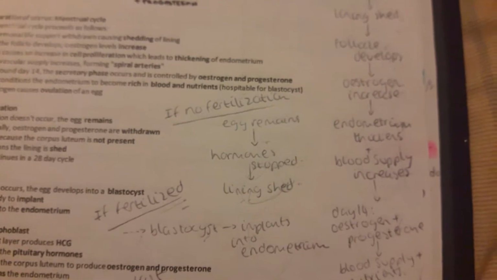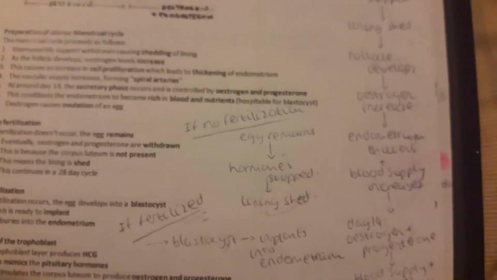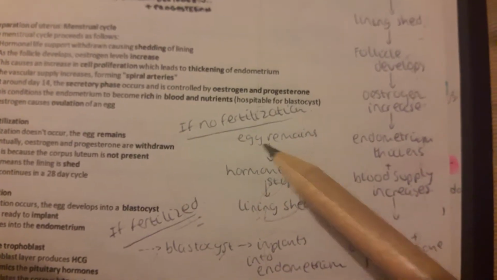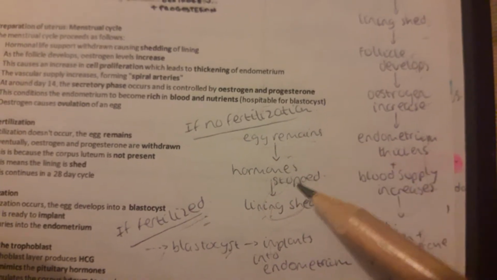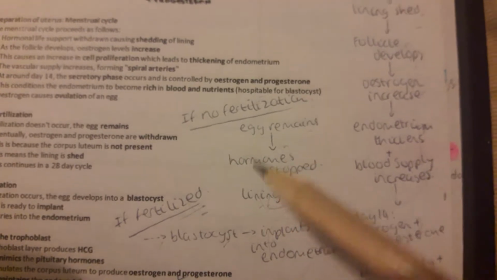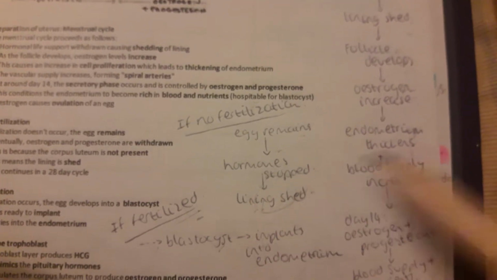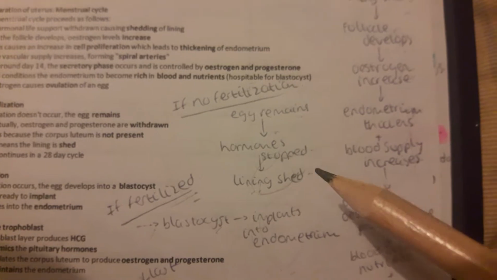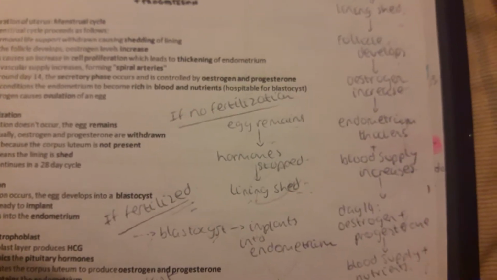Now, as you probably know, menstruation is what happens if the egg is not fertilized. So if the egg isn't fertilized and it remains in the fallopian tube or oviduct, then the hormones are stopped. So estrogen and progesterone are stopped and the lining is shed. And this is the start of the menstrual cycle.